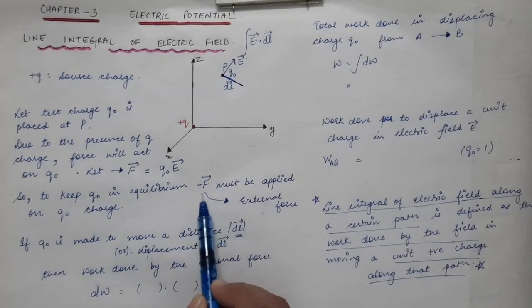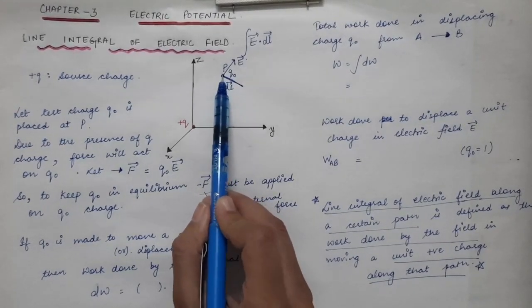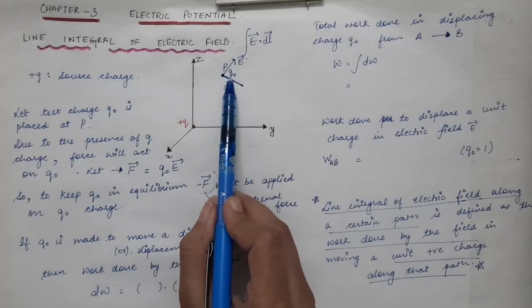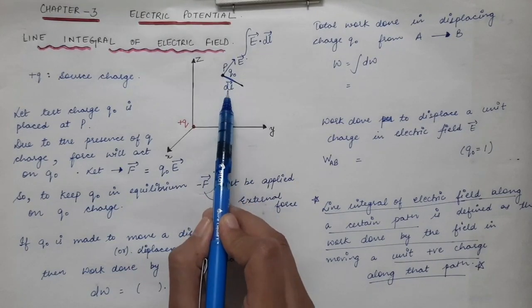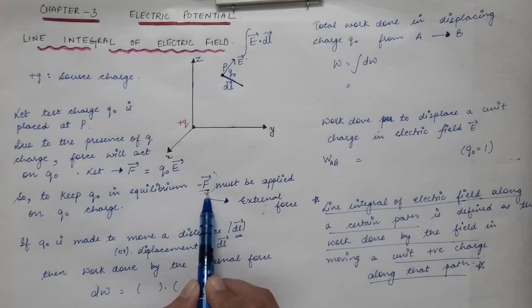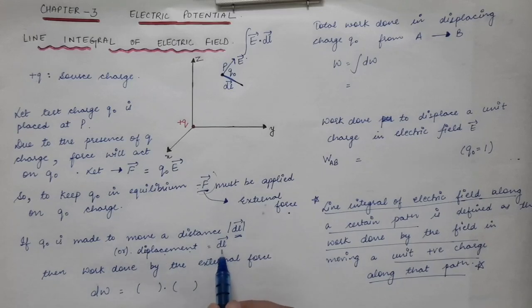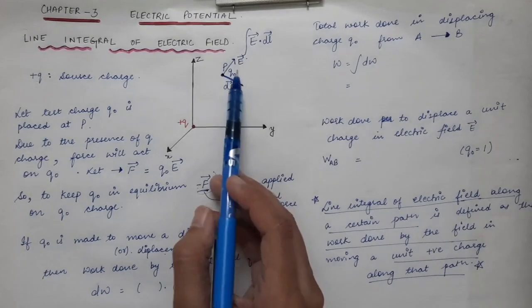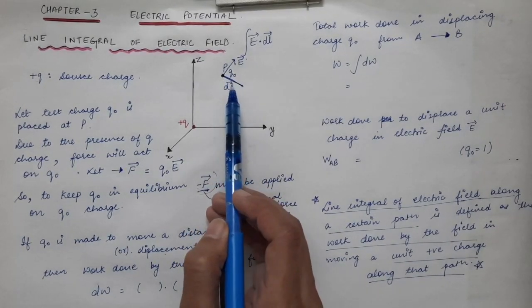So with the help of this external force, we will move this charge q0 from this point to this point, and the displacement is dl vector. So the q0 test charge is displaced by dl vector with the help of minus F vector, which is the external force. Now what will be the work done in this case? To move this test charge q0 from this point to this point, what will be the work done?